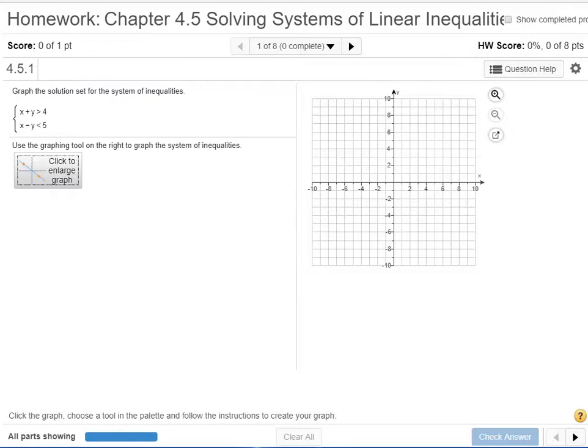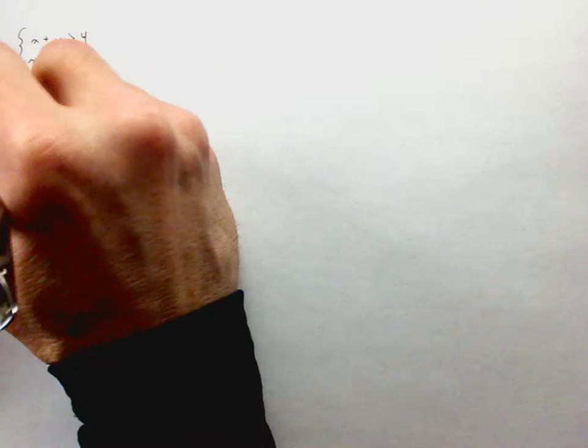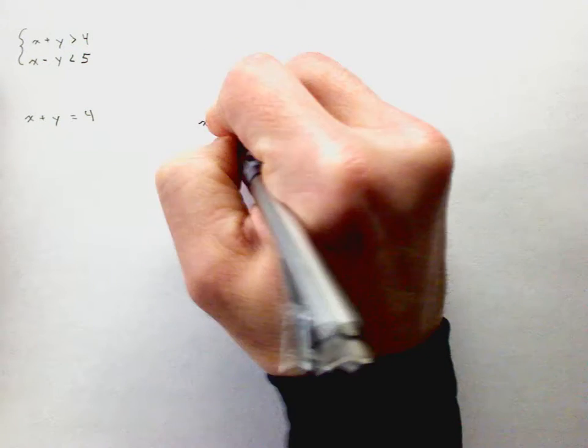So here's my problem. X plus y is greater than 4, and x minus y is less than 5. X plus y is greater than 4, x minus y is less than 5. Excellent. So the first thing I need to do, just like whenever we look at graphing, is write this as the equivalent equation. And I'll do the same for this one.